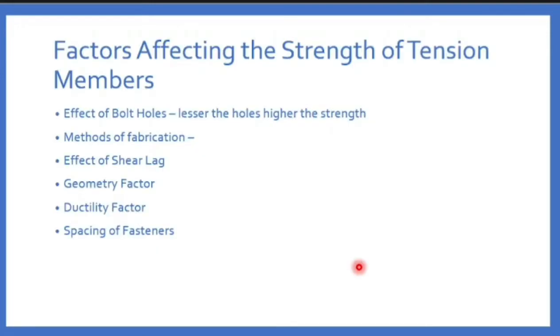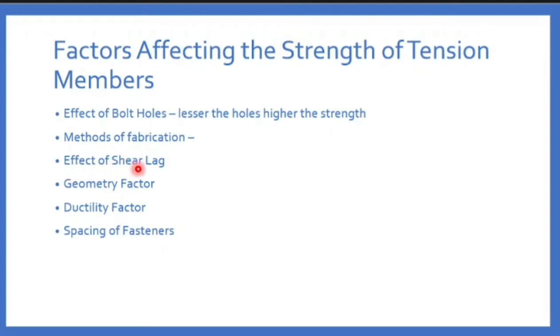Okay. Factors affecting the strength of tension member. First one, effect of bolt holes. If you have more number of holes in your plate, then it reduces the tension carrying capacity of this member. If holes are high, tension carrying capacity gets reduced. Then next is method of fabrication. How you fabricate your member. This is the second case. Then effect of shear lag.